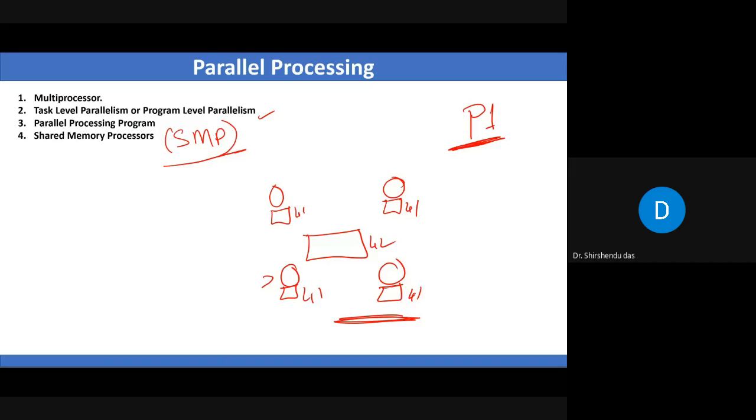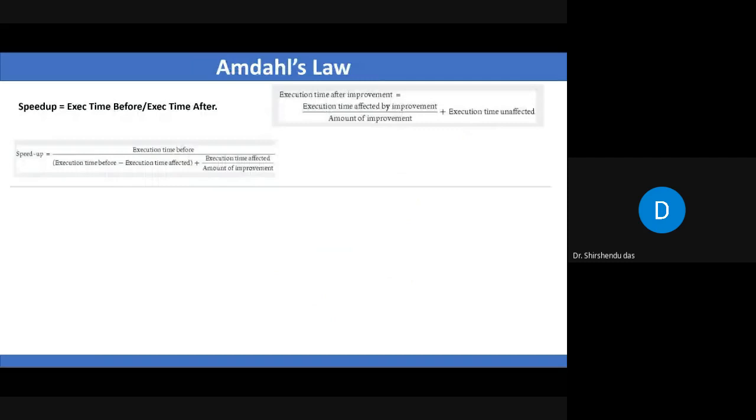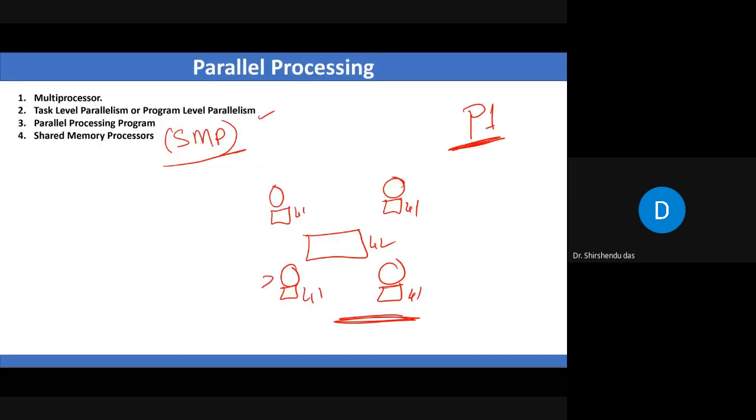Okay, so is there any other slides? Yeah. So the last slide is Amdahl's law. So just remember this term. This term will be used in the next lecture. So multiprocessor I will explain, task level parallelism, program level parallelism I will explain. But the challenge here is parallel processing programs. And this challenge we will mainly discuss in the chapter, that is, how to design a program like this P1, which can get benefit from a multi-core processor.